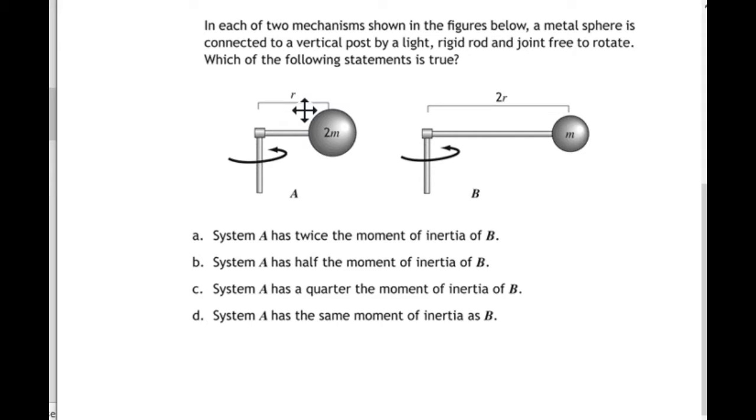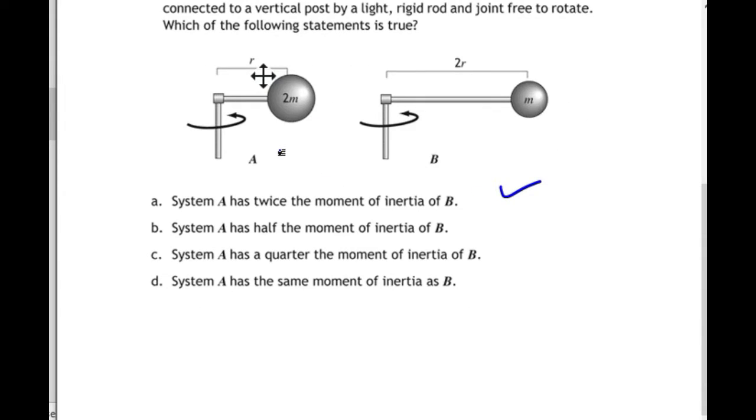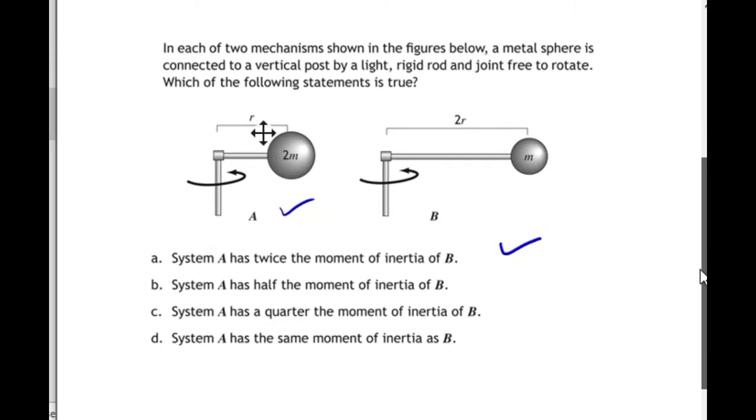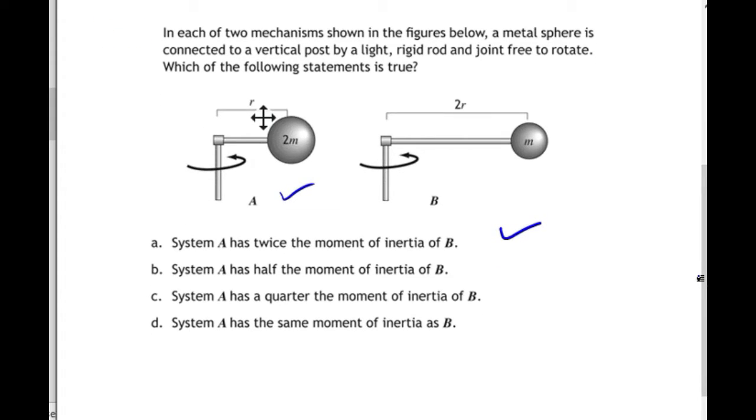So here is a numerical on the topic of moment of inertia. You can see there are two mechanisms given, mechanism number 1 and mechanism number 2. So this is B, that is A. And the question is, you have to do a comparison of the moment of inertia of the two mechanisms. In mechanism number 1, the mass is 2m, but the distance from axis is r, and in mechanism 2, the mass is m and the distance is 2r.